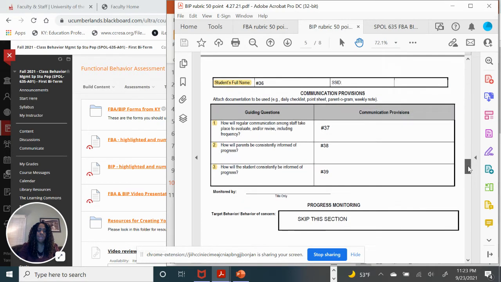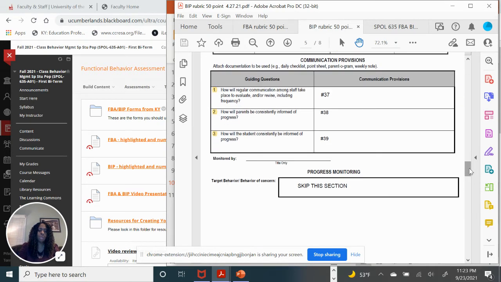Again, student's name. How will you regularly communicate among your staff about the plan? How are you going to evaluate? How are you going to revise it? How frequently? So the how and the how often. How will the parents be informed? How will the student be informed?